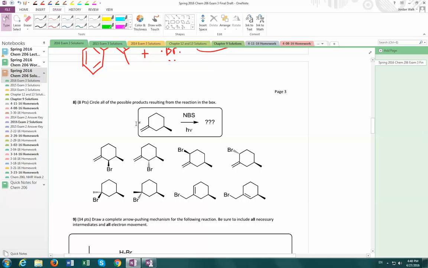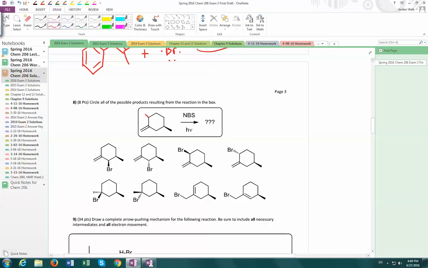All right, so we've got NBS and we've got light. And so what does that scream if we're using NBS? It's a radical. It's a radical, and so more specifically, what kind of reaction? So we use NBS to avoid the electrophilic addition of Br2 to an alkene. And so it's going to be an allylic halogenation.